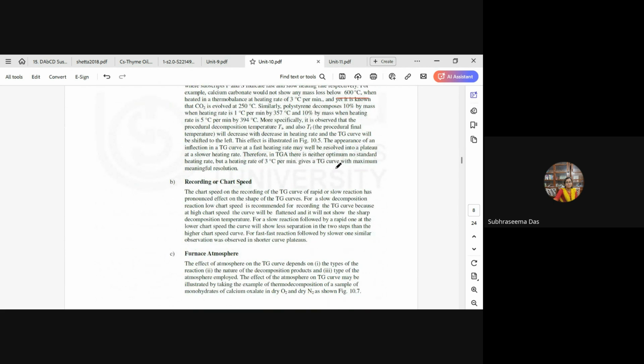Now coming to the recording or chart speed. The chart speed on the recording of the TG curve of a rapid or slow reaction has a pronounced effect on the shape of the TG curves.